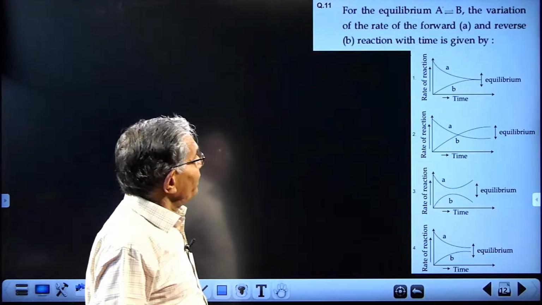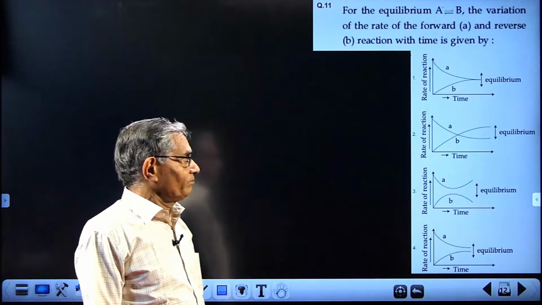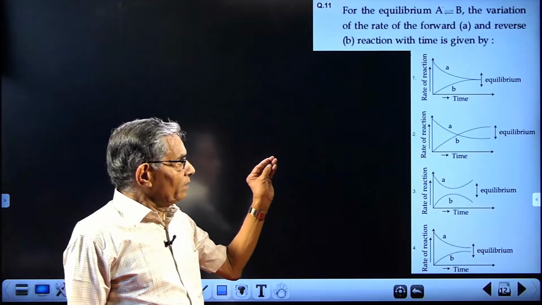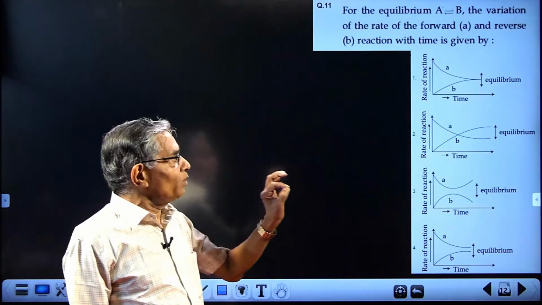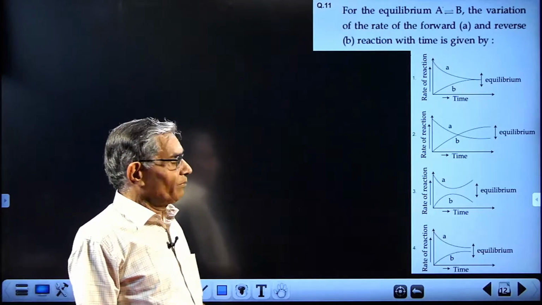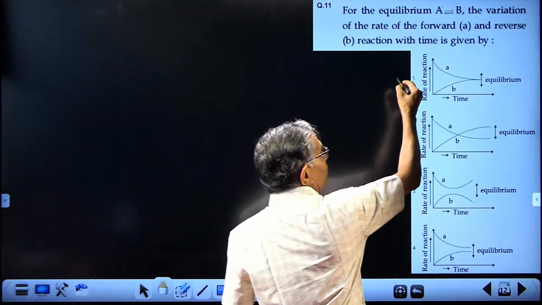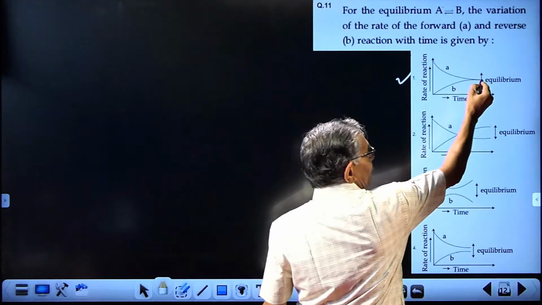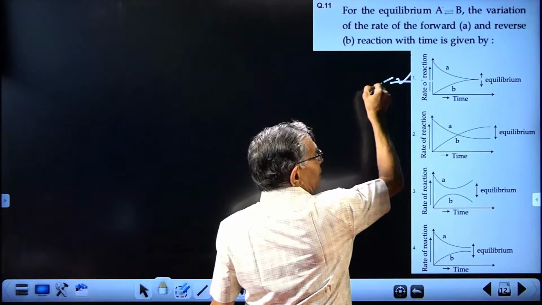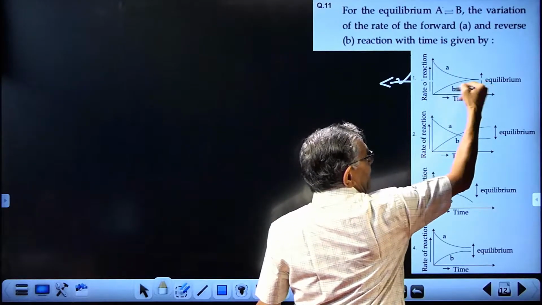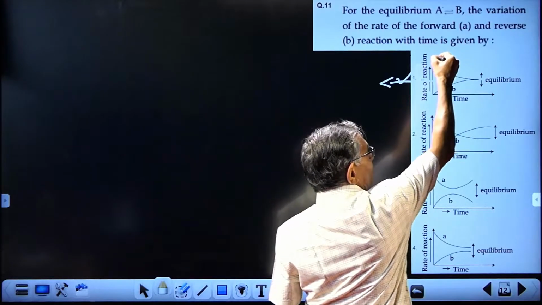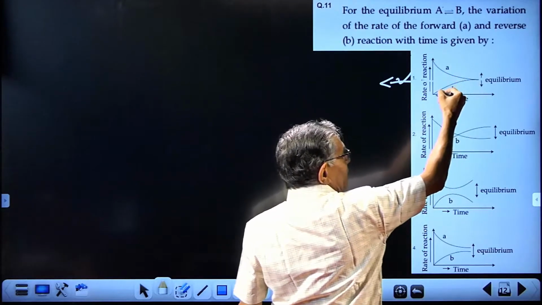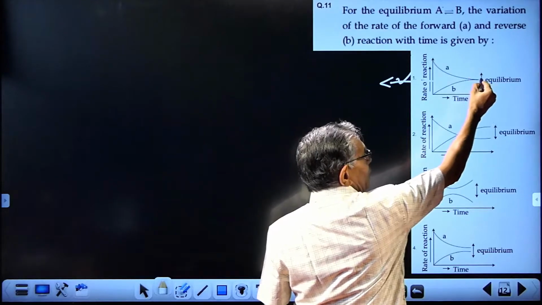Question number 11 from the equilibrium chapter. The condition for equilibrium, as you know, is that the rate of forward reaction should be equal to the rate of backward reaction. And that is correctly represented only in option 1. This is the rate of forward reaction and backward reaction. Rate of forward reaction followed by A, rate of backward reaction this one. And they are equal at this point.